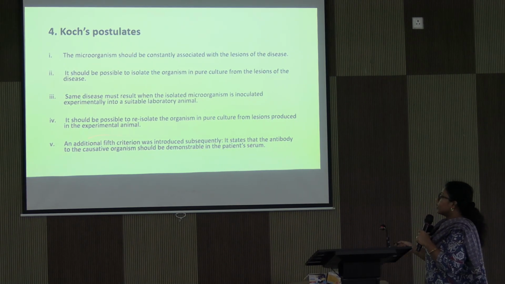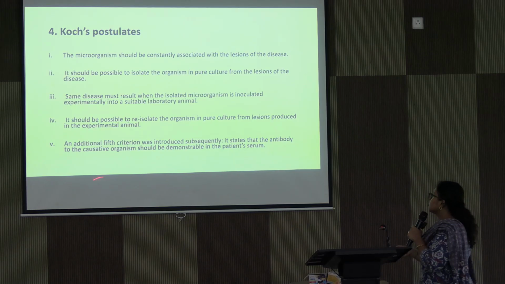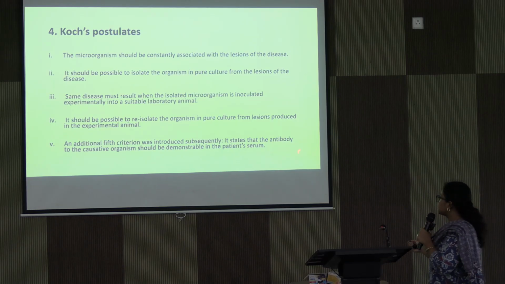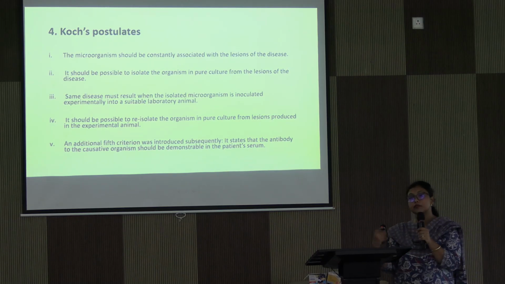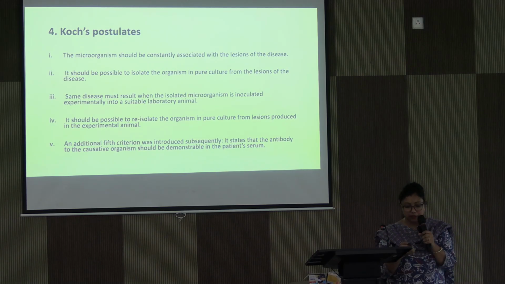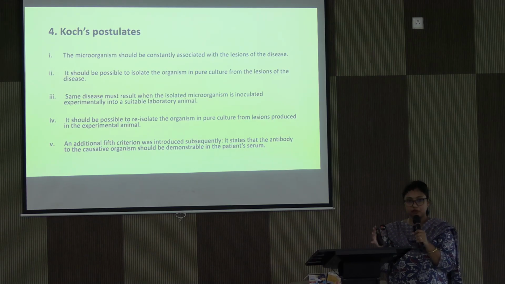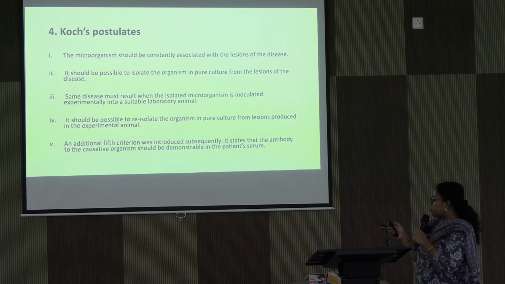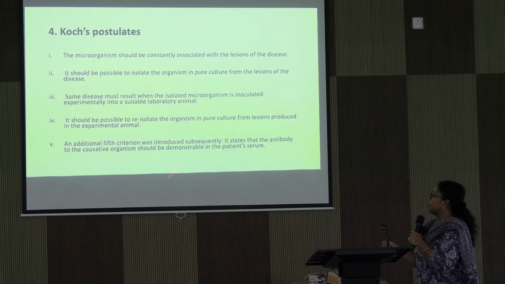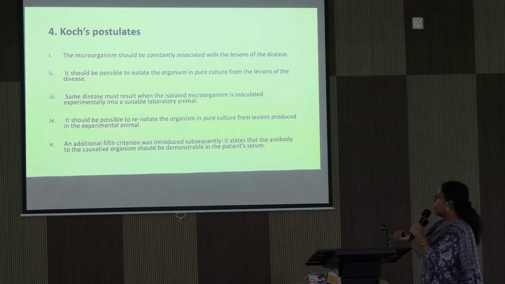And there is one fifth criterion which was added later on. So subsequently it was introduced. So it states that the antibody to the causative organism should be demonstrable in the patient serum. This is when serological tests were introduced. So this was also added. So if these four are okay, but this is only in your book only. I've not taken anything from outside.